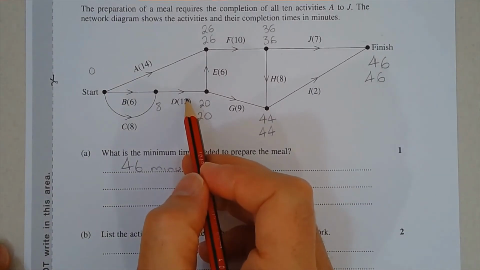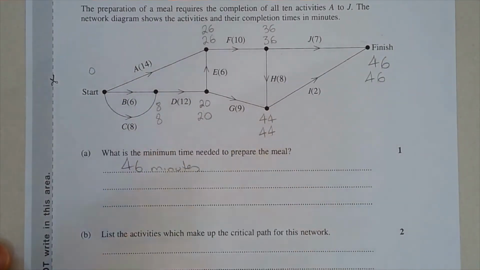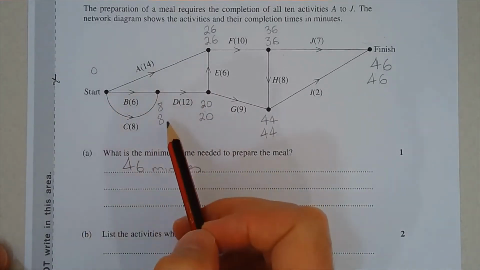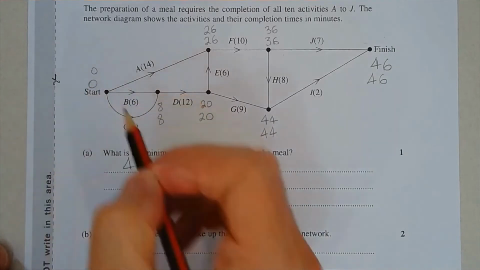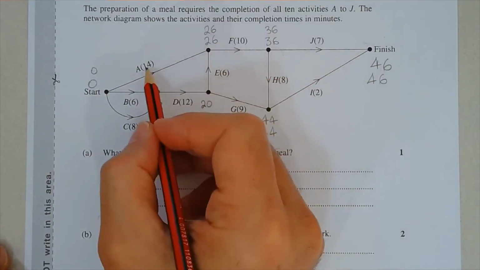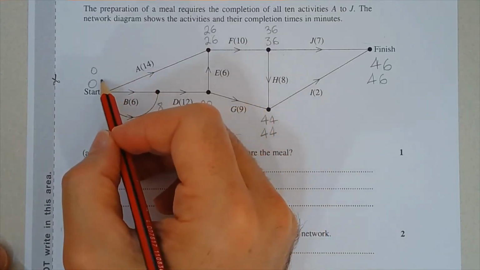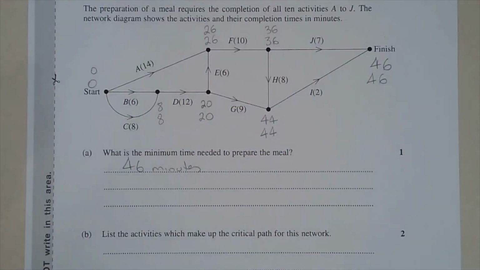20 minus 12 is 8, so that's fine. So we can leave that there because there's only one way to get to this vertex. And then back to the start, 8 minus 8 gives us 0. We also have 26 minus the time for activity A, 26 minus 14, that gives us 12, but 0 is clearly less than 12. So again, we take the lower of the two numbers.